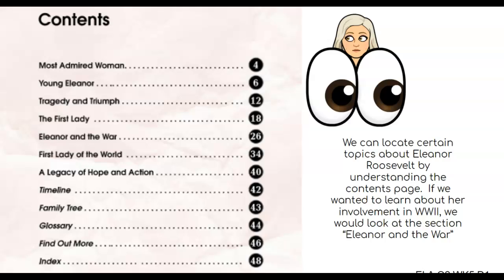When we're surveying and looking and using our clues, this visually is going to run down the book. And so you can see here, we can locate certain topics about Eleanor Roosevelt just by understanding this table of contents page. And so if you know you're looking for something specific like her involvement in World War II, you can look at the section called Eleanor and the War. And so as you do research, as you're looking for specific things, that table of contents is a visual that helps you survey and really dig deep in the text to look at the clues so you know what you're reading.